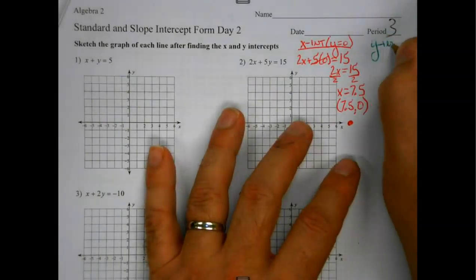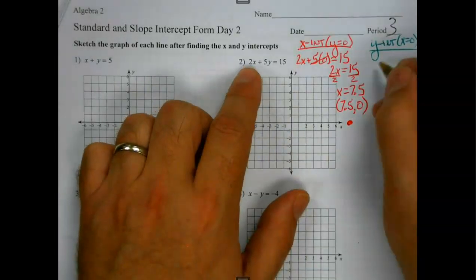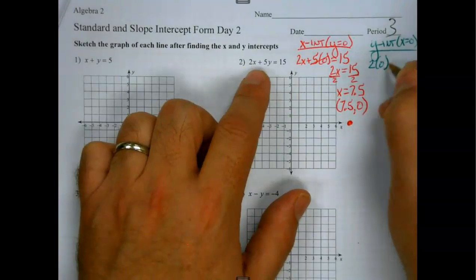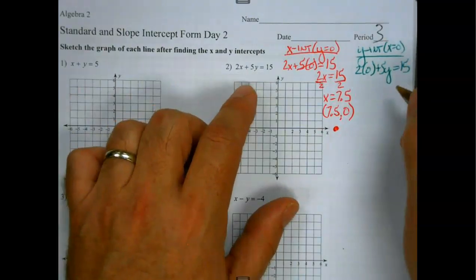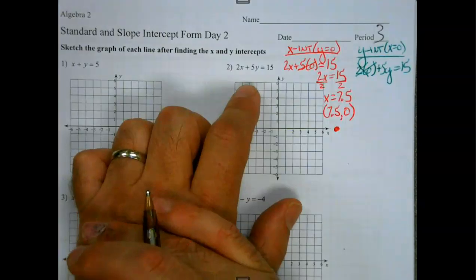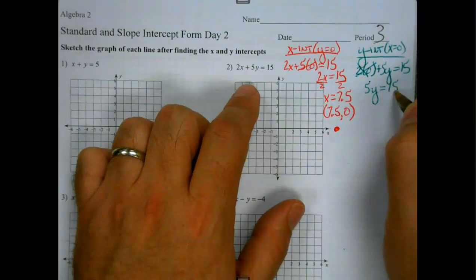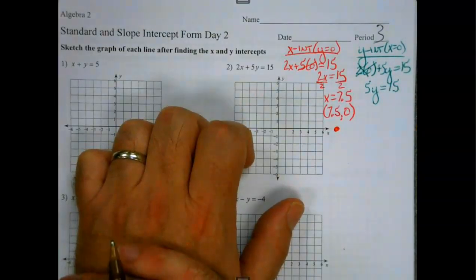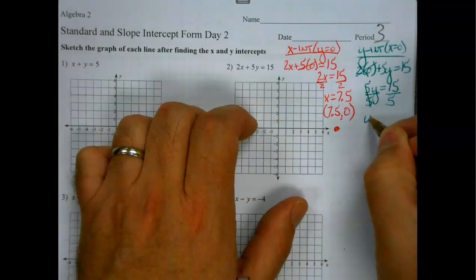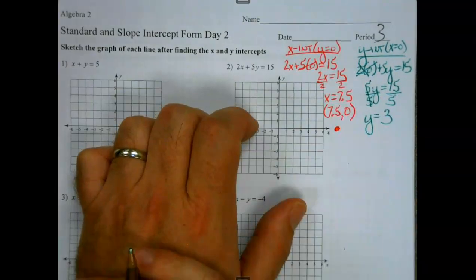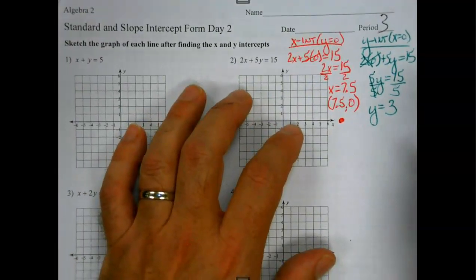And then we're going to play with the y-intercept. When x is 0. So when we get to x, that becomes 0. And just like it did on the other, when that goes, that cancels out. So 2 times 0 is 0, which just leaves me with 5y equals 15. And very quickly, I can go ahead and find the y value of my y-intercept.